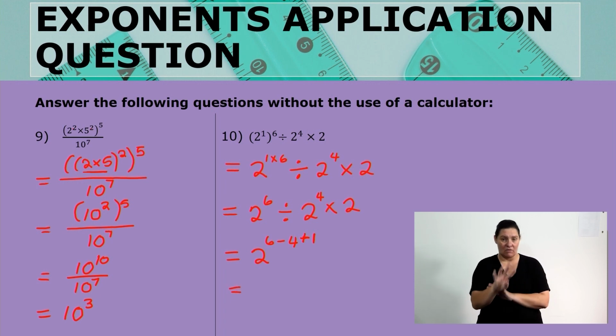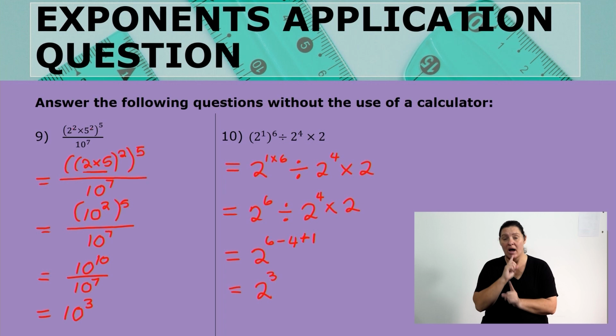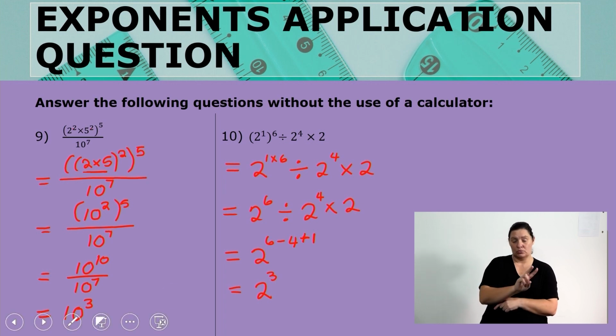So 6 minus 4 is 2. We are going to add the 1. That will give us an exponent of 3. So our answer there is going to be 2 cubed.